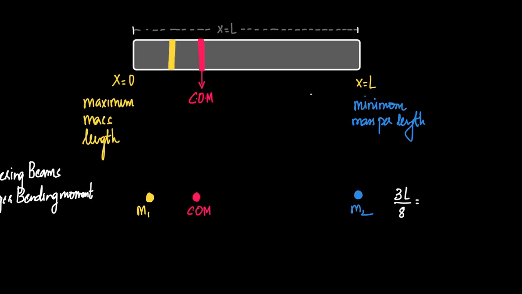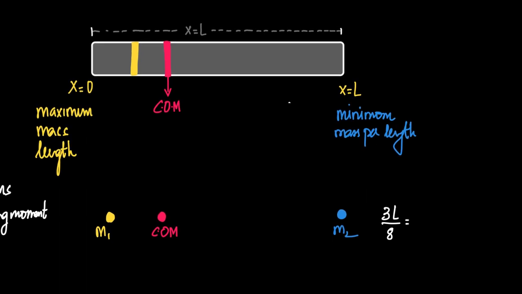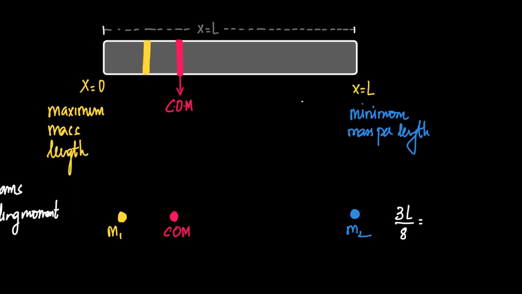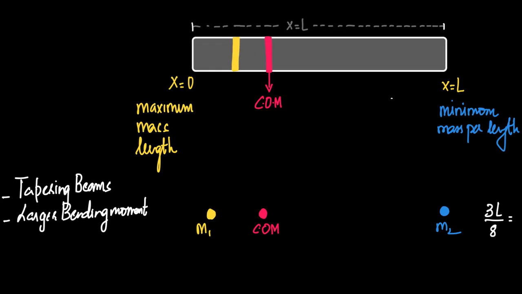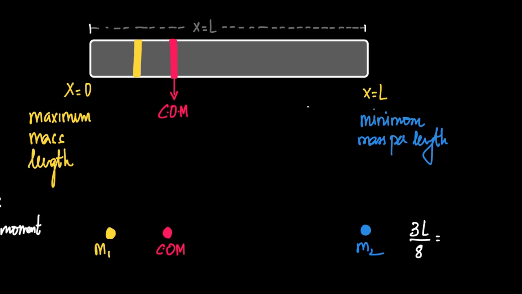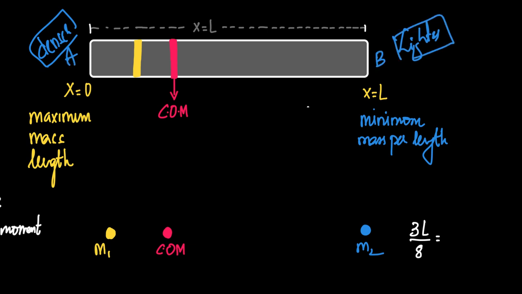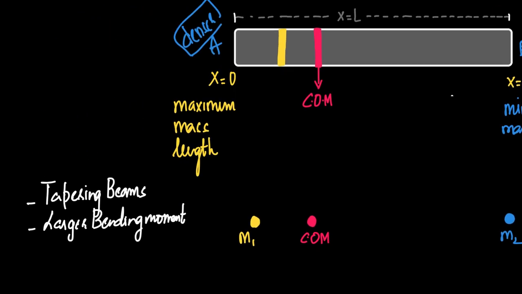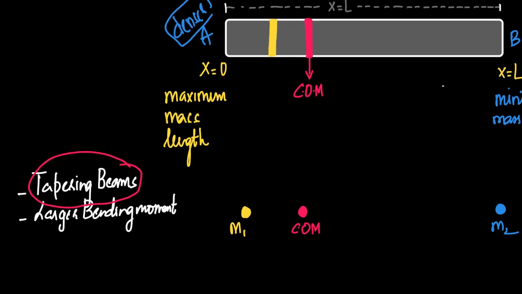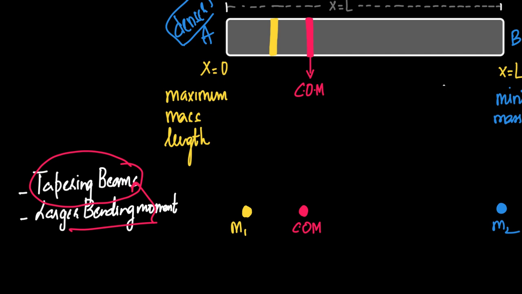Now, why is this analysis important? Because if you consider this rod over here, the maximum mass is closer to x equal to 0 and the minimum mass is closer to x equal to L. So this basically means that this rod here is denser at A and lighter at B, corresponding to positions x equal to 0 and x equal to L. And this represents the concept, for those who have learned it in solid mechanics, of tapering beams, and the significance of larger bending moment in tapering beams, something that we'll discuss in solid mechanics.